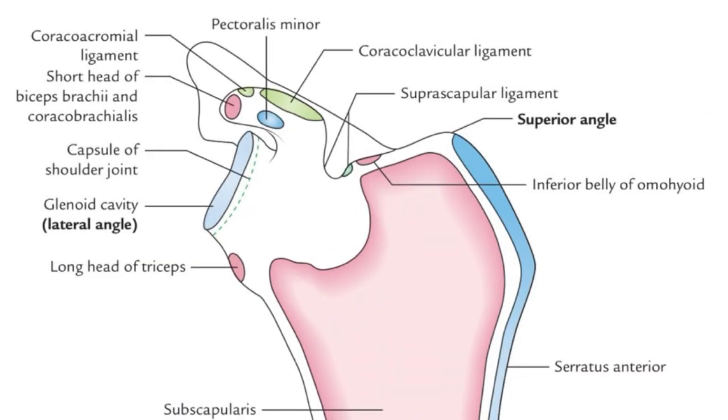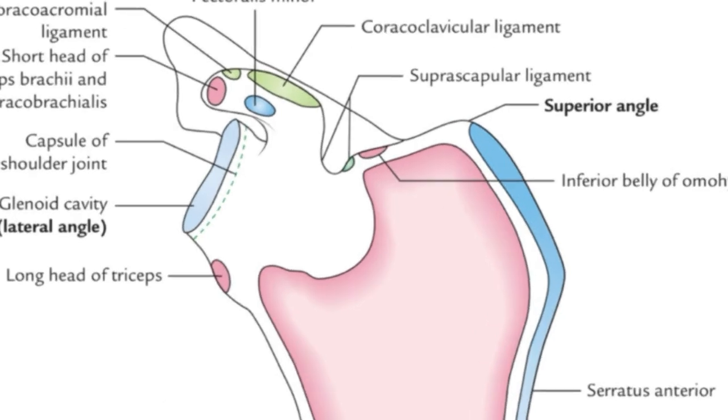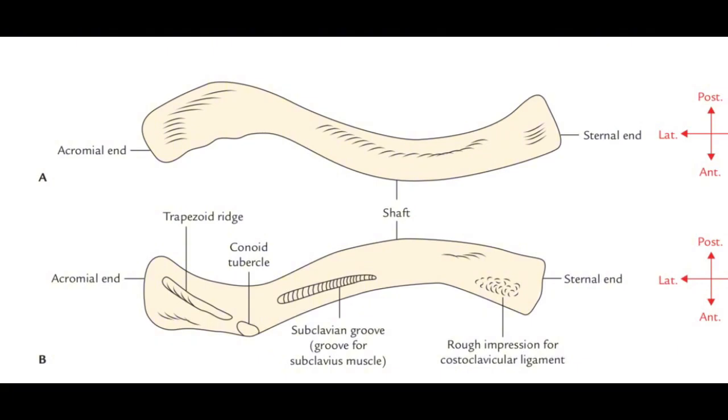Not insertion, but attachment, because it's coming from the acromion and attaching to the coracoid process in the lateral border. Also, don't forget, there's another attachment here too, because of the coracoclavicular ligament. Like I said in my clavicular video, the coracoclavicular ligament is coming from where? The conoid part and the trapezoid line of the clavicle, at the lateral end of the clavicle.